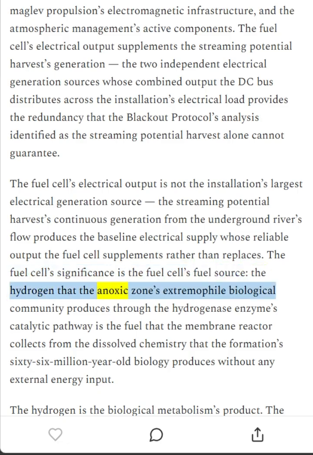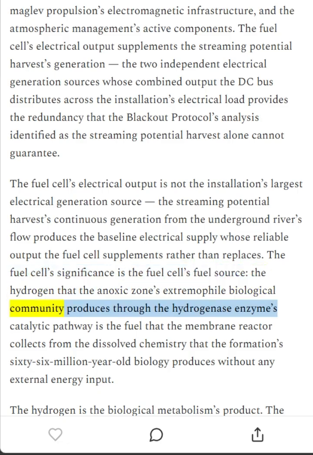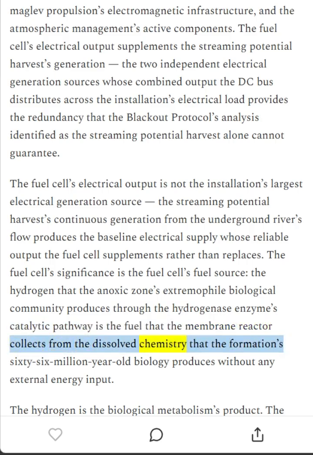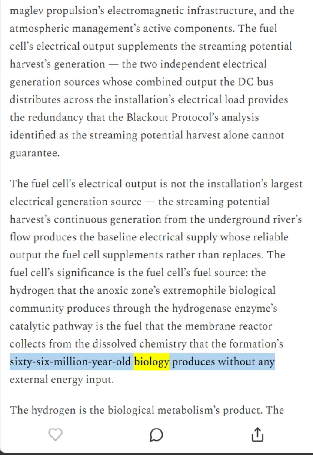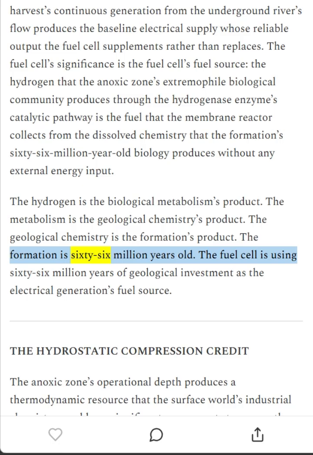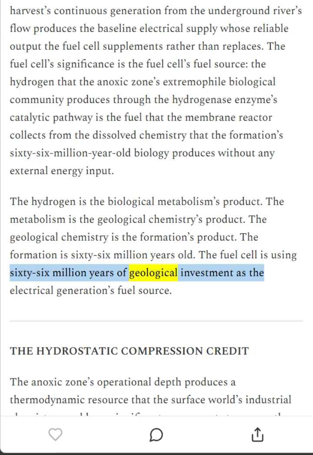The hydrogen that the anoxic zone's extremophile biological community produces through the hydrogenase enzyme's catalytic pathway is the fuel that the membrane reactor collects from the dissolved chemistry that the formation's 66-million-year-old biology produces without any external energy input. The hydrogen is the biological metabolism's product. The metabolism is the geological chemistry's product. The geological chemistry is the formation's product. The formation is 66 million years old. The fuel cell is using 66 million years of geological investment as the electrical generation's fuel source.